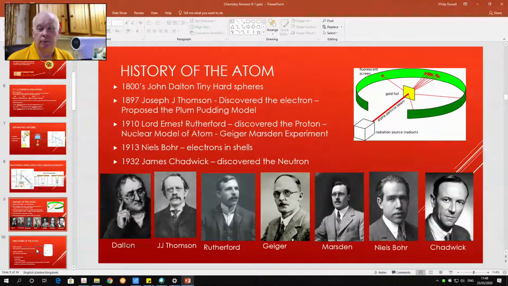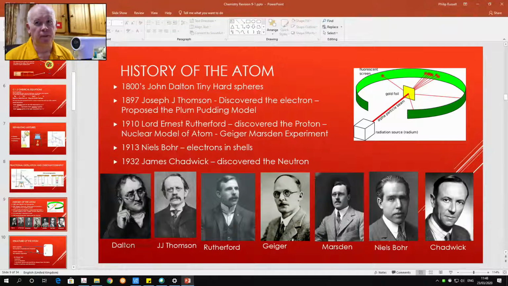a vacuum chamber, no air in there. Now, they needed no air in there because they were going to use Lord Ernest Rutherford's alpha particles that he discovered to try and work out about the atom. So they took a piece of very thin gold foil. Now, very, very thin gold foil is only probably 1, 2, 3 atoms thick. So they took this and they fired the alpha particles at it.